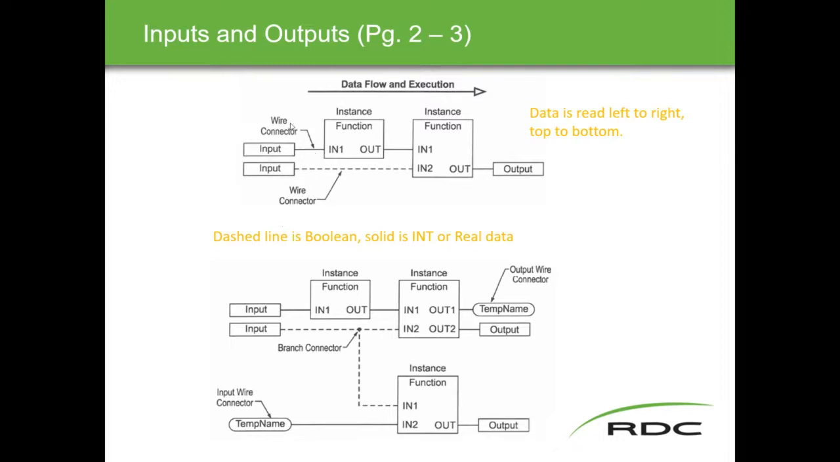So the wire connector is a part of the software program, and it's just a definition. It's not really a wire. It's the image that you drag from here to here to connect the blocks together. This represents a dash line for Boolean logic, and a solid line is integer or real data. So transmitter-type stuff, discrete stuff, switches, etc. Okay, so flow left to right, top to bottom.